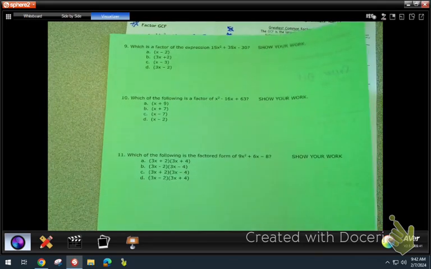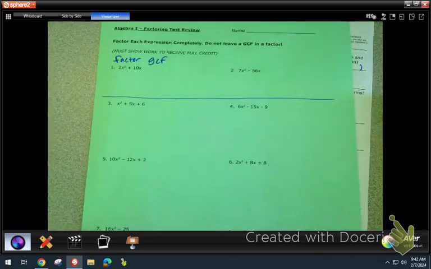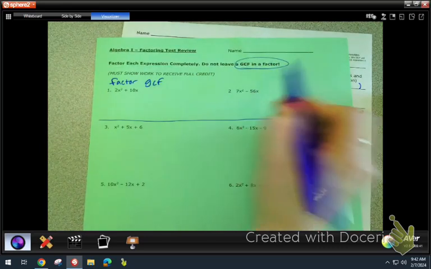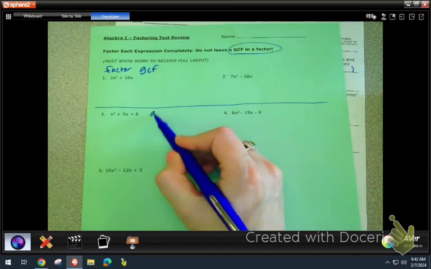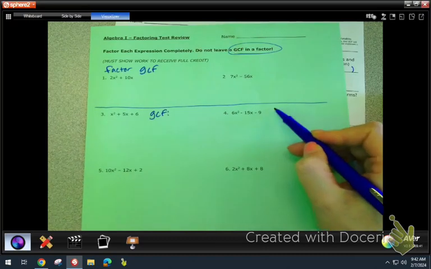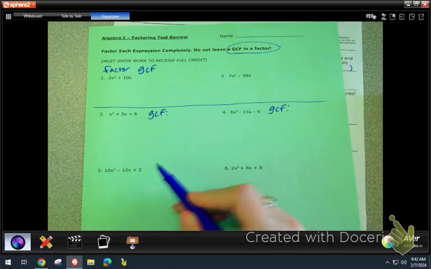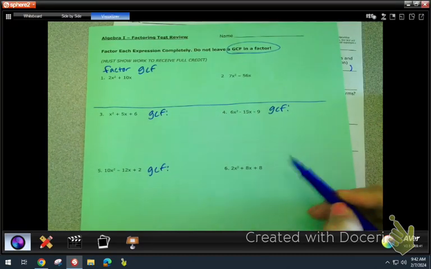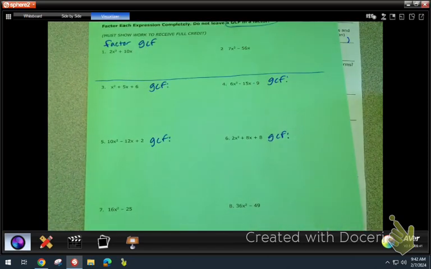Make sure you check for GCFs because there are some problems that have GCFs at the beginning. So I might go here on 3, 4, and 5 and just make a little note to check. If they have one, take it out. If they don't, go to your number puzzle. Okay? They may not, but some are going to.